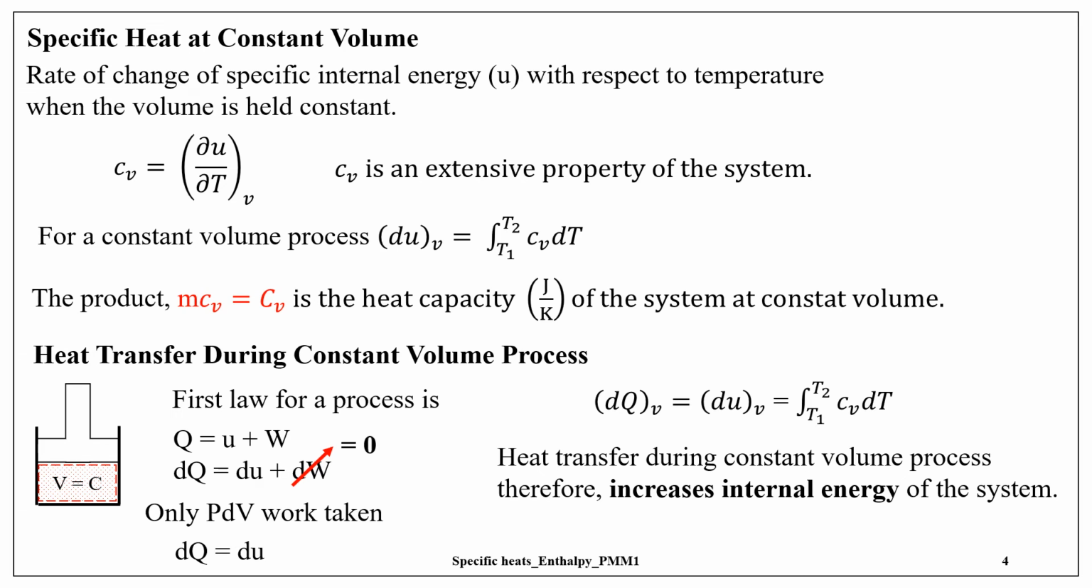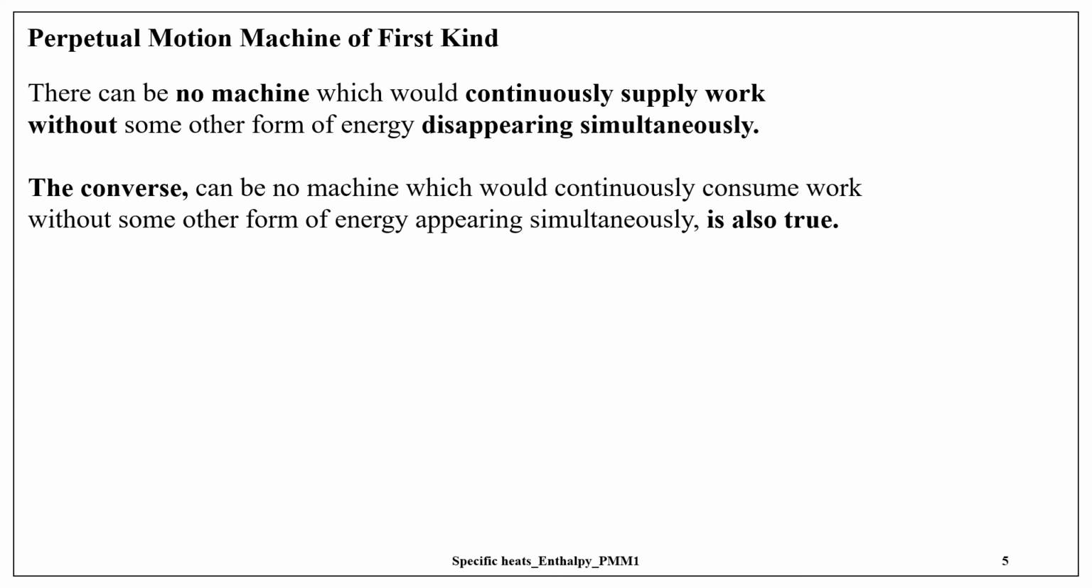Next, we will study the perpetual motion machine of first kind. So what it says is, there can be no machine which would continuously supply work without some other form of energy disappearing simultaneously. What is the meaning of this? It says energy is conserved.